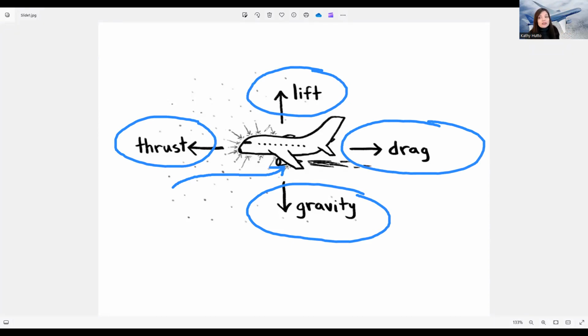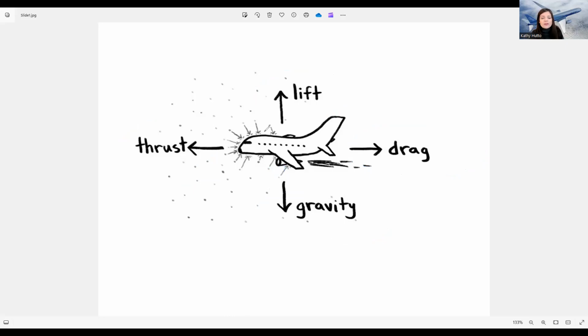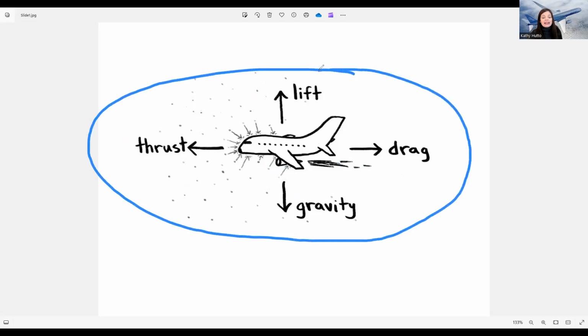So if one of these forces was working and not the others, you can see that the plane wouldn't work the way that it should. If we only had thrust, the plane would just go forward like a car. If we only had lift, the plane would go up like a rocket. If we only had gravity, the plane would come straight down. And if we only had drag, the plane would be very slow. It wouldn't get very far. So all four of these forces must be balanced or working together in order for the plane to work, in order for it to stay up, and in order for it to land when it's time.